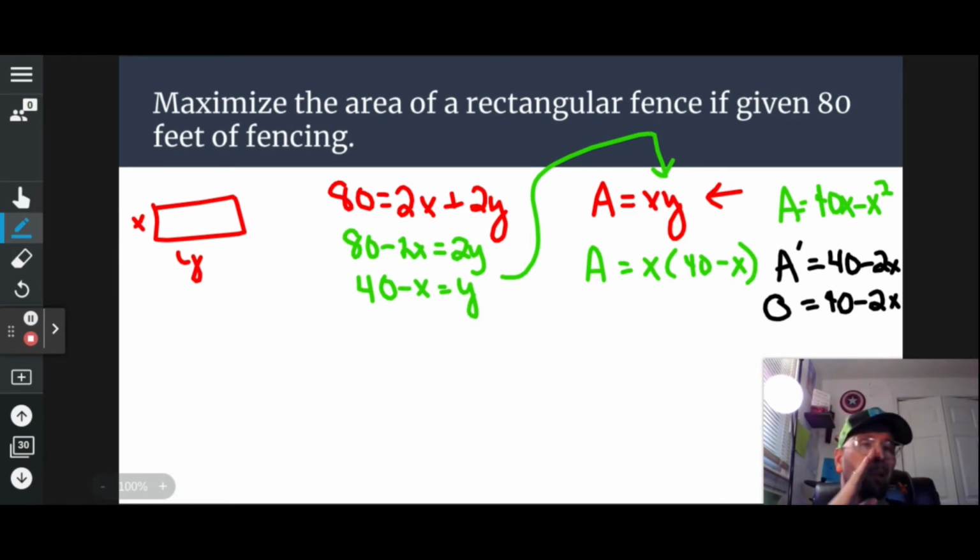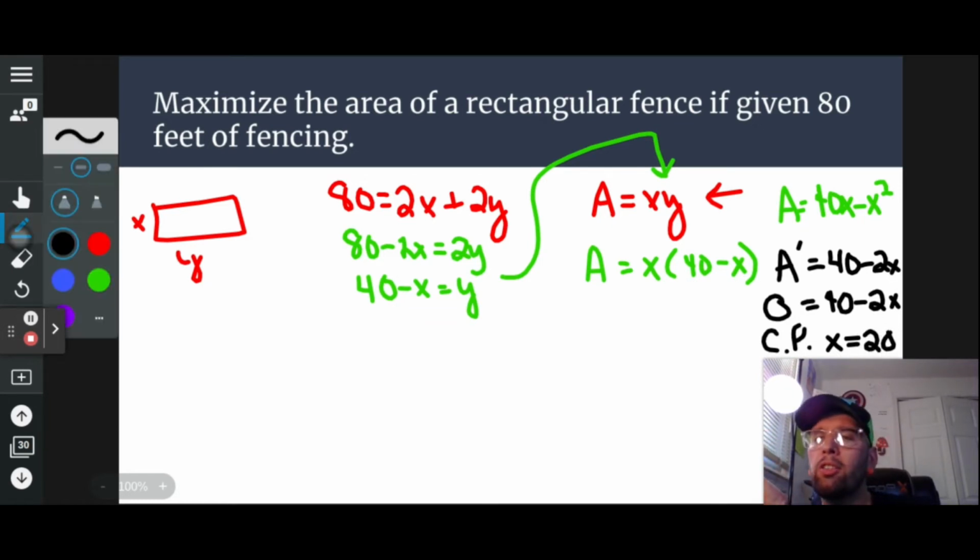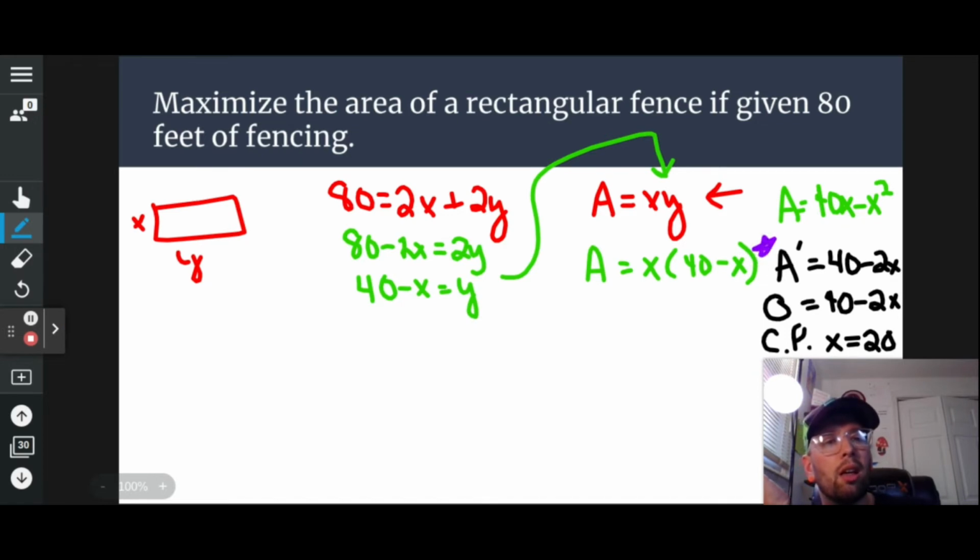Subtract 40, negative 40. Divide by negative 2, 20. And my one and only critical point is going to be 20. So this guy, muy importante. The other thing that's very important are the endpoints.